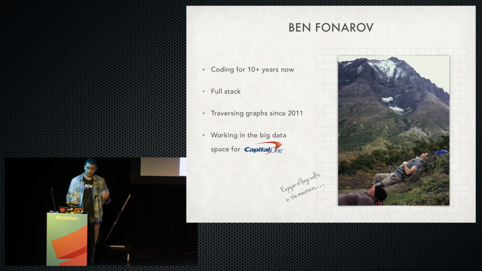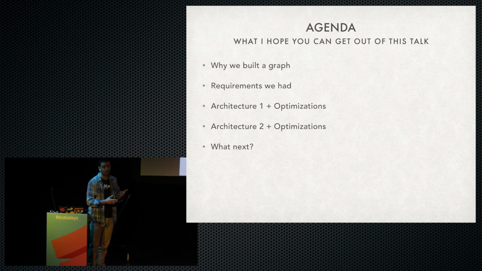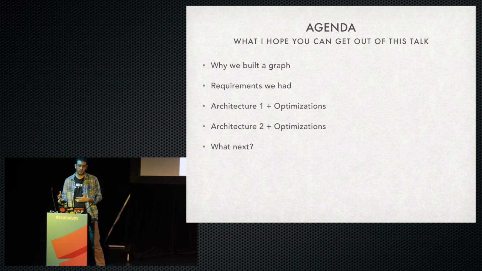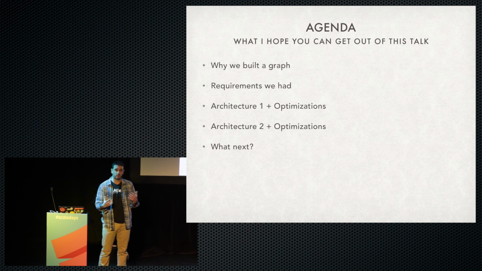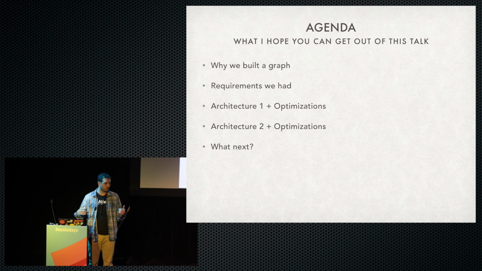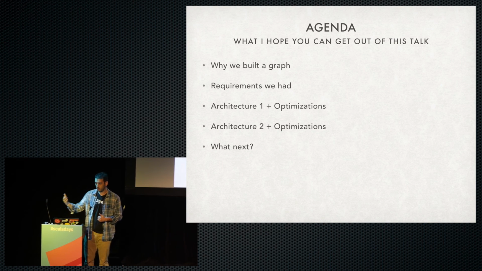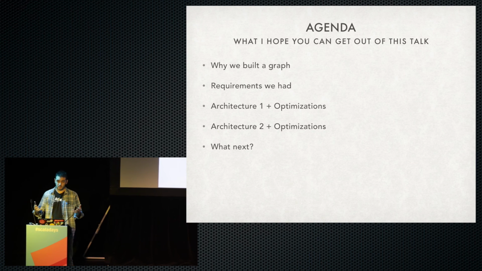A little bit about what I hope you can get out of this talk. We're going to start with the need, why we actually built a graph at Capital One, some of the requirements that we had, and then go through 2 different architectures of how we thought about implementing this. This would be a naive implementation and not anything that would be robust in production, just an example of what we've been thinking through and what we've built. And then a couple of thoughts about what else can be done to improve those things, so optimizations, as well as what's next after that for us.